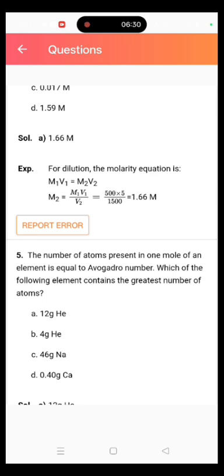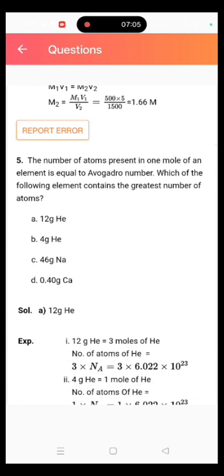Next one, 4 gram of helium is 4 by 4, that is 1 mole. Then 46 gram of sodium equals 46 by 23, that is 2 mole. So first option, 12 gram helium is 3 mole. 4 gram helium is 1 mole. 46 gram sodium is 2 mole. Then 0.40 gram of calcium, that is 0.40 divided by 40, at least a very small number, isn't it?